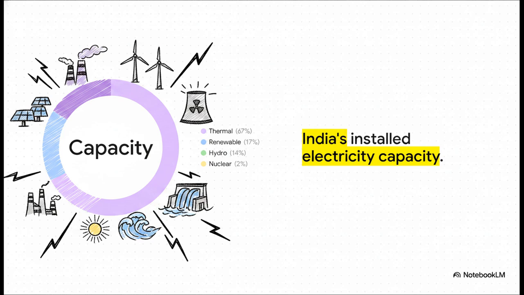And to meet the immense demand of millions of people, the grid relies on a very diverse mix of sources. As you can see, thermal power makes up roughly 67%. Renewable sources like solar and wind sit at 17.4%. Hydro comes in at 13.6%, and nuclear energy provides 2.1%. It takes a massive coordinated effort to keep the lights on.